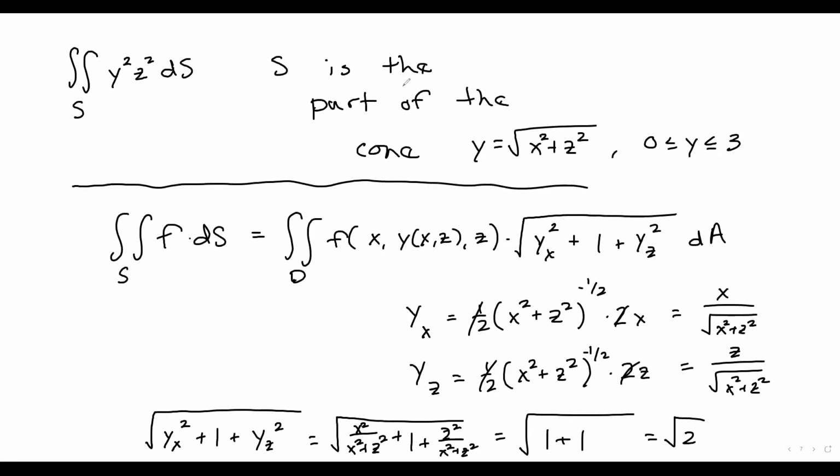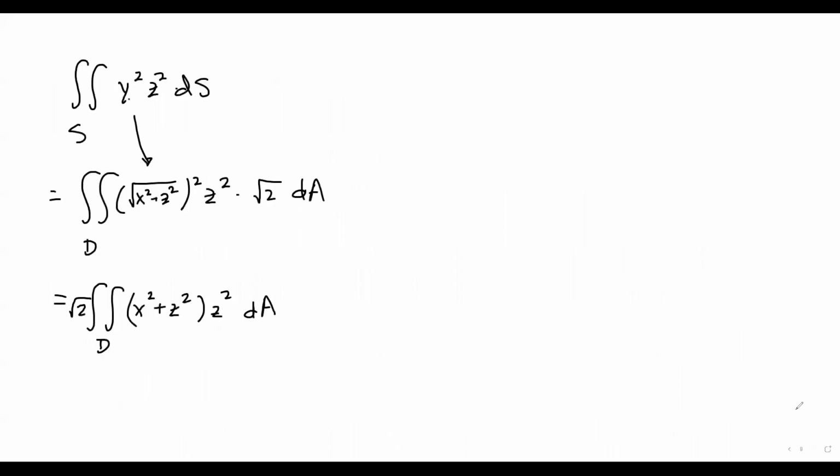And so if you look at it, if you go back to it, S is the part of the cone. So we've got a cone, the part of the cone where the y values go from 0 to 3. All right, so actually, let's go ahead and just sketch this, on the next page. All right, so we've got y equals the square root of x squared plus z squared, y going from 0 to 3. What does that look like?